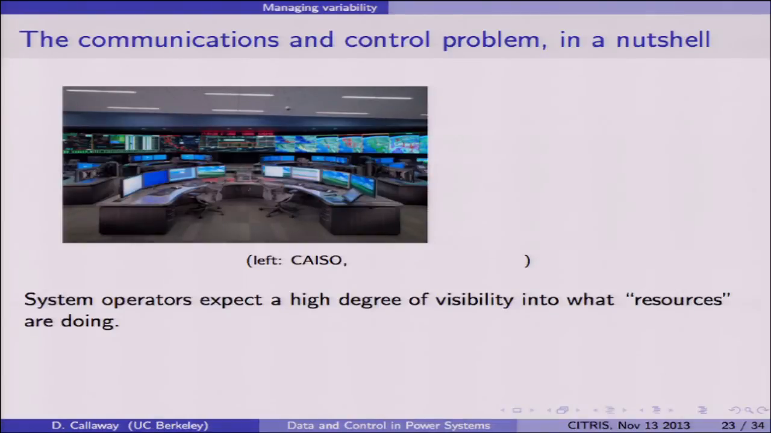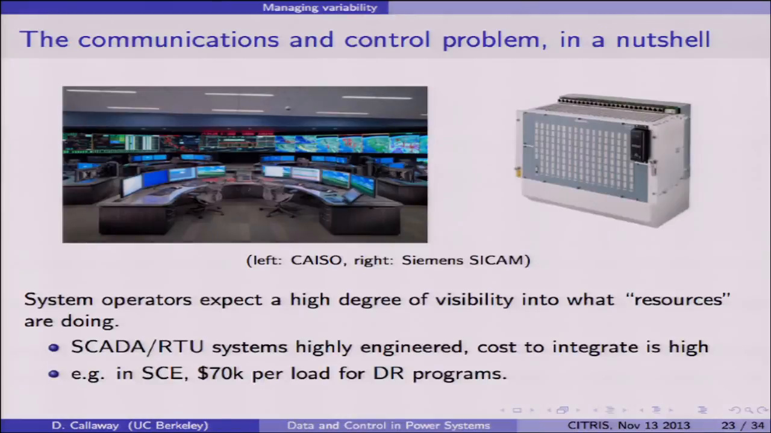So this is a system operator's control room, and this one is in Folsom, the California ISO's control room. And they are accustomed to extraordinary visibility into what resources in the system are doing. That is, they've got high precision telemetry on every single resource that's moving around in real time. And this is what's called a remote terminal unit. This is a piece of the energy management system that system operators expect to be on every single generator. And this little box ties into the EMS and brings real-time 4-second information back to the system operator.